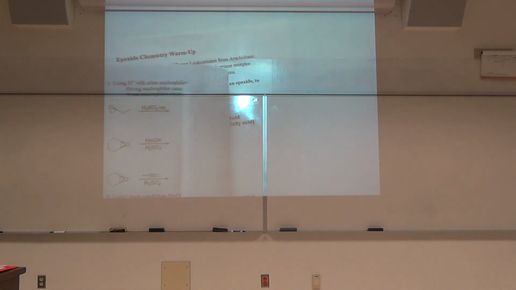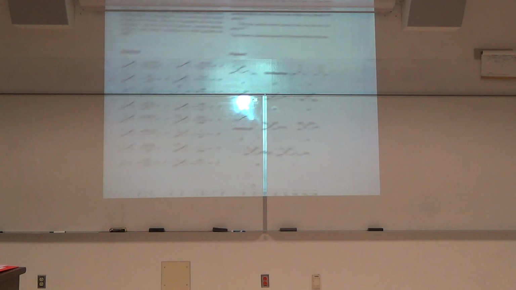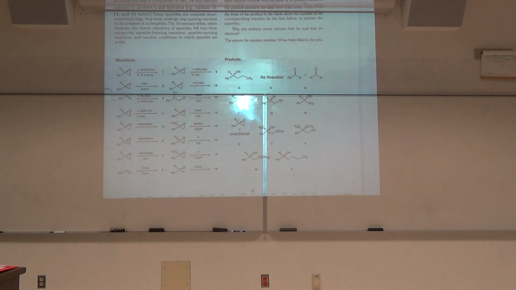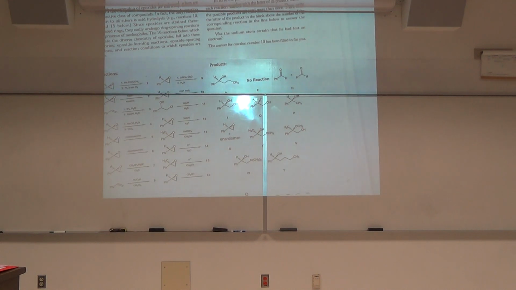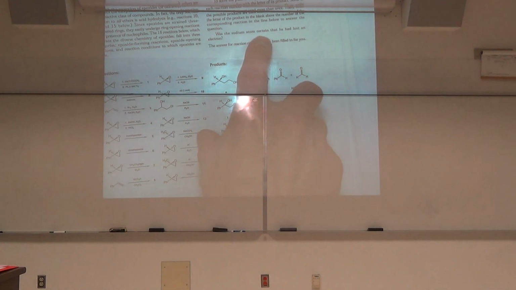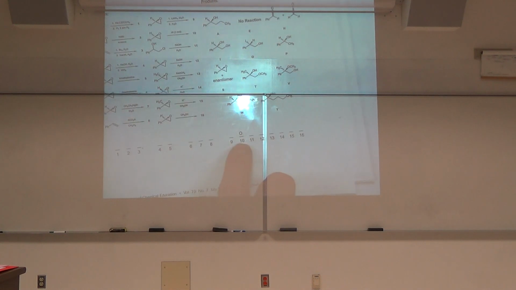By the way, while I'm thinking about it, in the back of this handout there's a puzzle. Remember, I give you a puzzle of alkenes. Here's an analogous puzzle about epoxides. There's a riddle: was the sodium atom certain that he had lost an electron? You get the answer down below. They gave you the number 10. Is it possible?